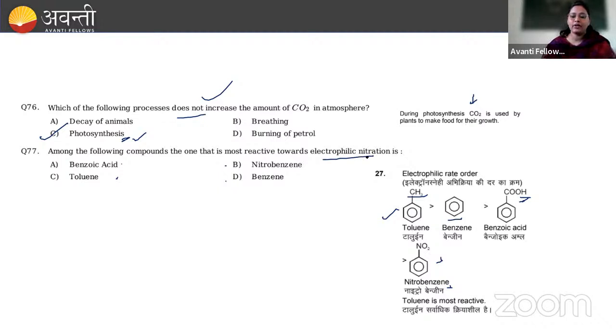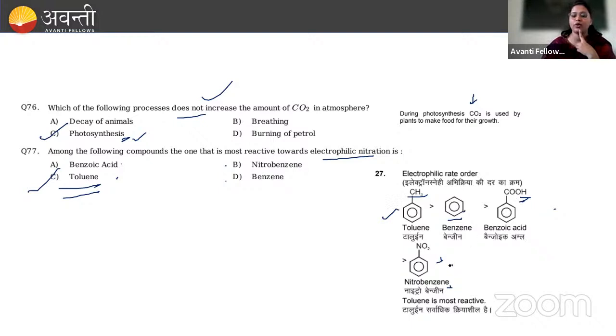ठीक है, सो इलेक्ट्रोफिलिक नाइट्रेशन होने के लिए हमारा जो टोल्यून मॉलिक्यूल है दैट इज मोस्ट रिएक्टिव, दैट इज व्हाट? मोस्ट रिएक्टिव टुवर्ड्स इलेक्ट्रोफिलिक नाइट्रेशन प्रोसेस इंस्टेड ऑफ बेंजोइक एसिड, NO2 एंड बेंजीन. ठीक है, अगर ये चारों मॉलिक्यूल यहाँ इलेक्ट्रोफिलिक नाइट्रेशन के लिए प्रेजेंट होगी तो हमारा जो मॉलिक्यूल नाइट्रेशन में अंडरगो होगा, वो कौन सा होगा? टोल्यून होगा, क्योंकि उसके पास प्लस आई इफेक्ट वाला CH3 ग्रुप है.